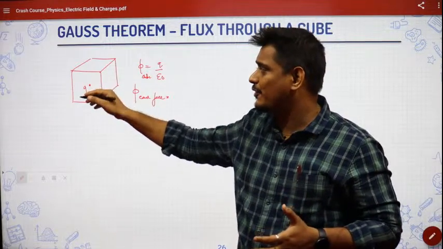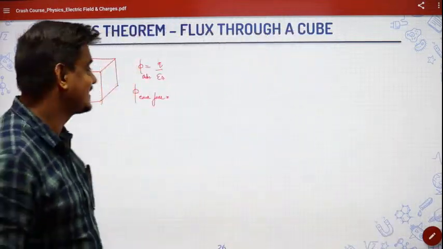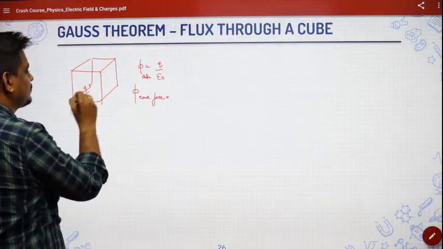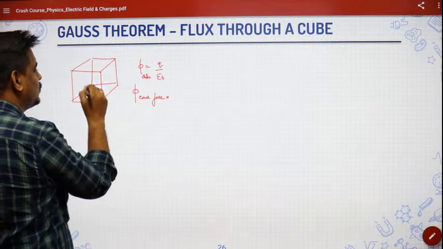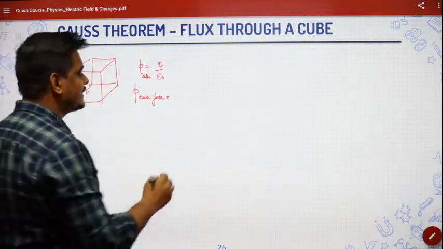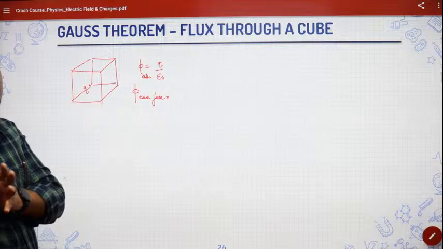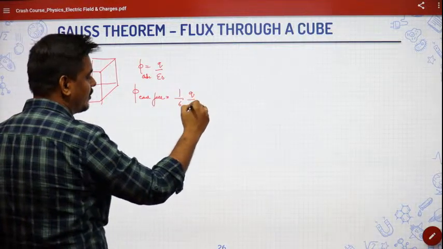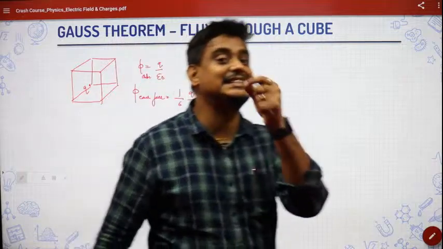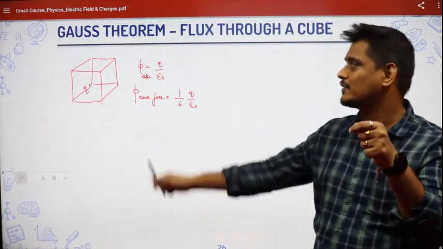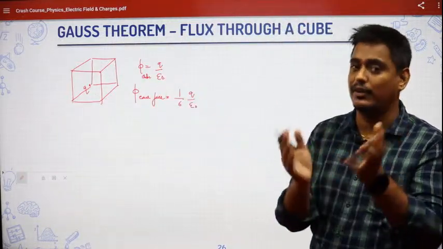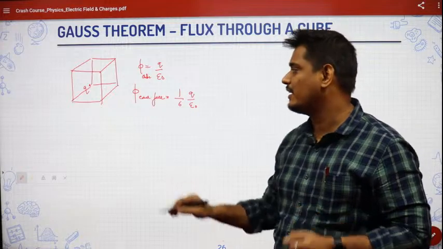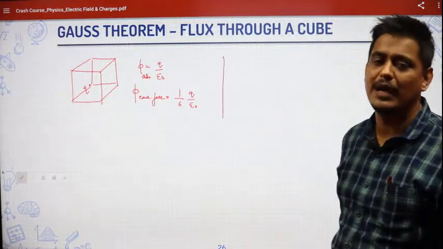So how many surfaces will a cube have? I hope you know, 6, right? 1, 2, 3, 4, 5 and 6. So each face will give 1 by 6 times the total flux. So it will be 1 by 6 times Q by epsilon naught. So if you have a charge at the center, then the total flux of the cube will be Q by epsilon naught, and each face will get 1 by 6 times Q by epsilon naught.